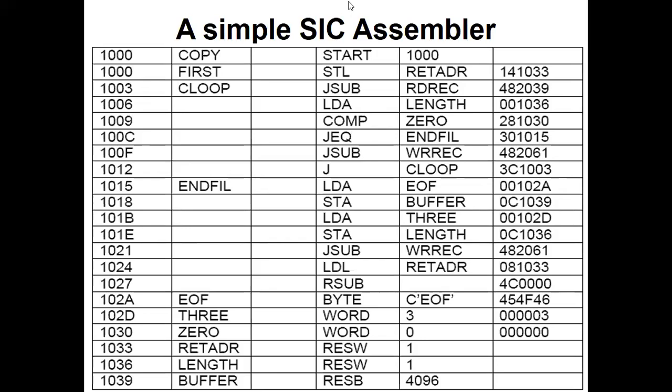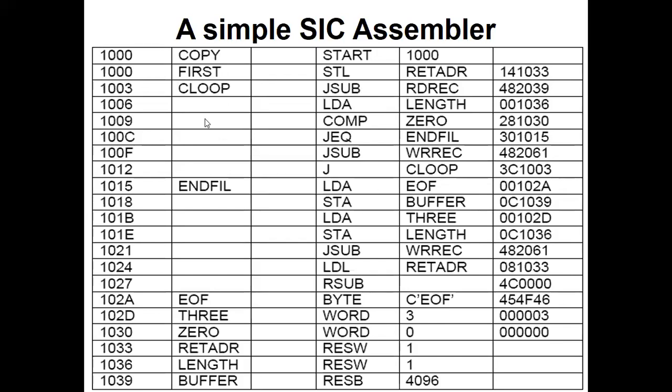Okay, let us look at the second instruction. Does anybody have that table to tell us the opcode for jump to subroutine? The opcode for jump to subroutine is 48. Yes, very good. Now let us translate this instruction, jump to subroutine RDREC. The opcode we know is 48. So what we want is the address where RDREC is.